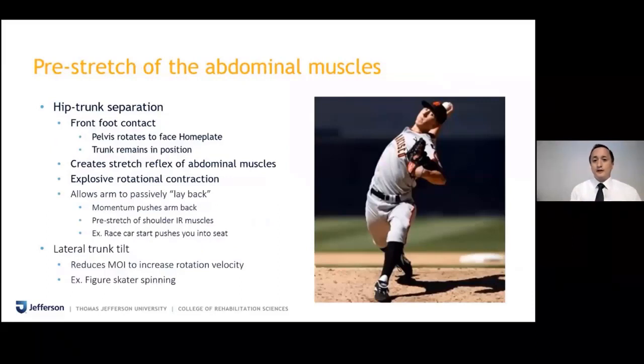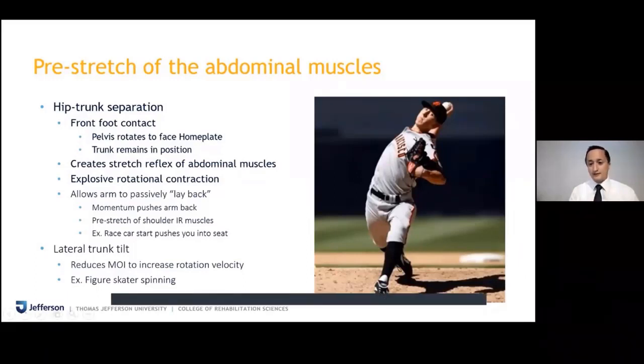The next is that pre-stretch of your abdominal muscles. So this is what you hear of as hip trunk separation. Here's Tim Winston again because he does a phenomenal job at this. And so after that front foot contact, what's really happening is you're getting an impulse force, right? Huge force right through your lower extremity, through your femur, and your femur is connected to your pelvis. So as soon as this leg hits and your pelvis is like this, let's say the force is going through this leg, it's going to push that pelvis back, right?